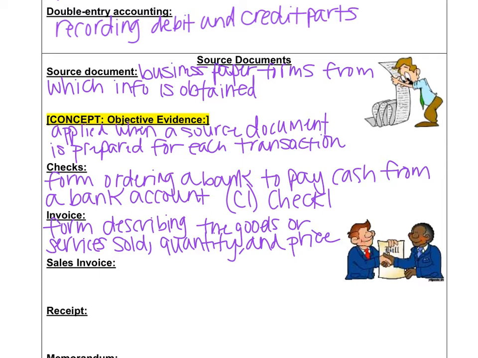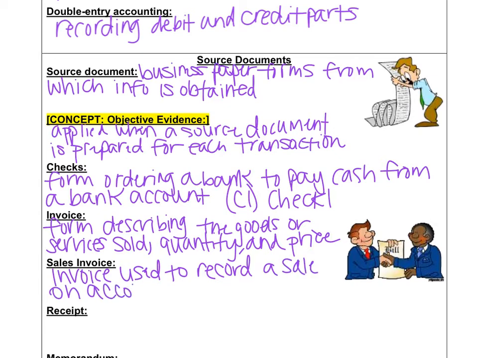Then we have what's called a sales invoice. This is an invoice used to record a sale on account. Remember, a sale on account is whenever somebody buys something but they can't pay in cash. They're going to pay later on, so they're charging it.